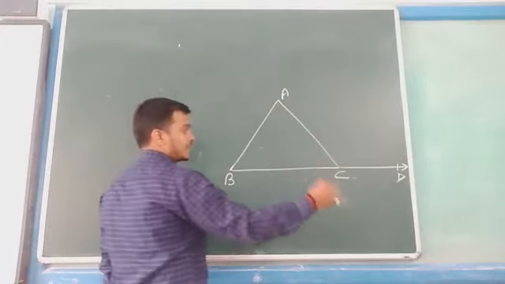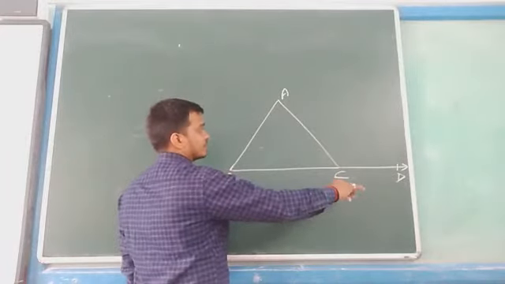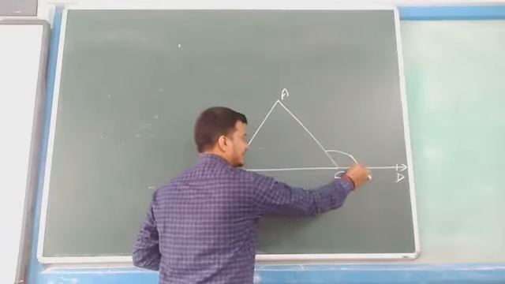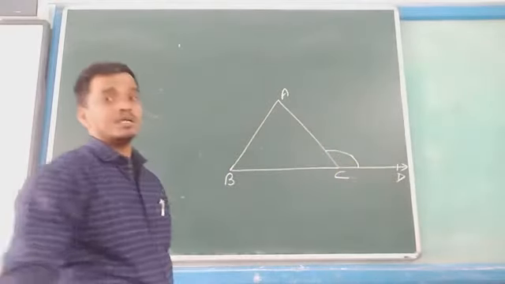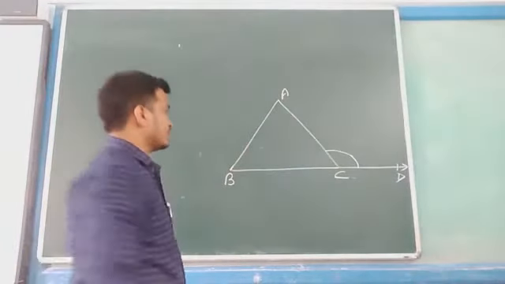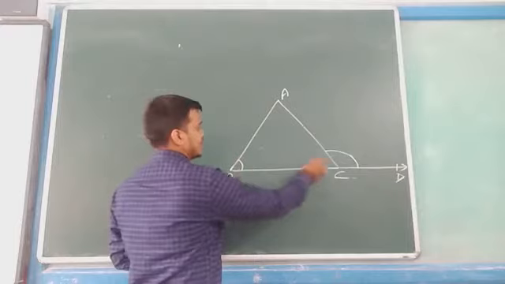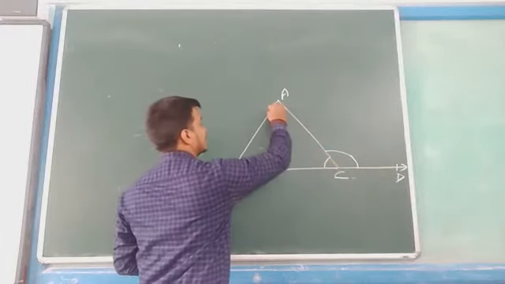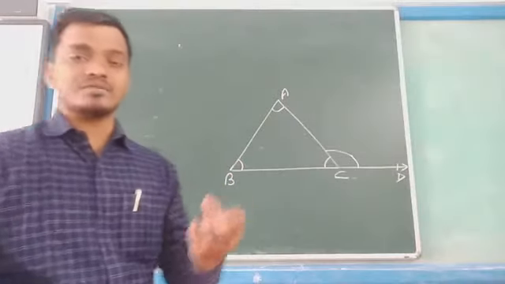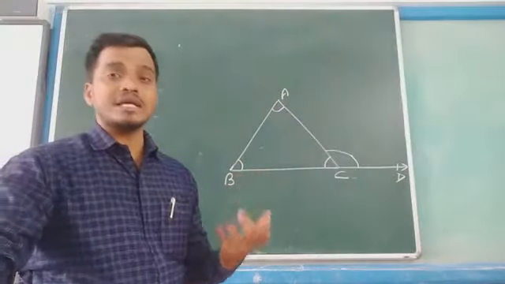So the angle framed with the help of AC and CD is known as the exterior angle of the triangle, because all these other angles are known as interior angles. Interior means the angle which is inside the triangle is known as the interior angle.